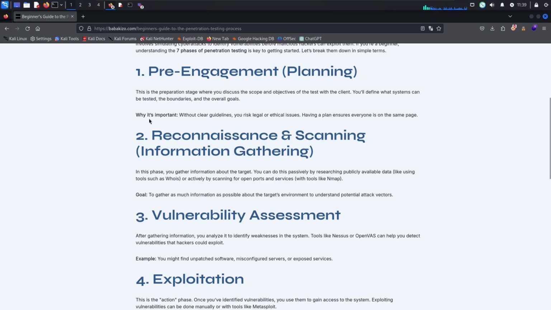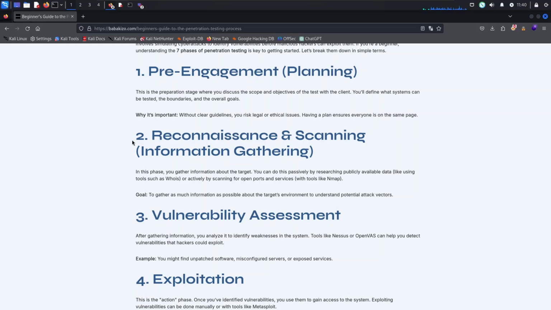So, why is it important for the planning stage to be part of the process? Without clear guidelines, you risk legal or ethical issues. Having a plan ensures everyone is on the same page. I think that's pretty straightforward. It's easy to get out of line in this job role path. As a hacker, if you don't know what's legal and what's not, you might be doing something illegal and not know it. So that step is important.